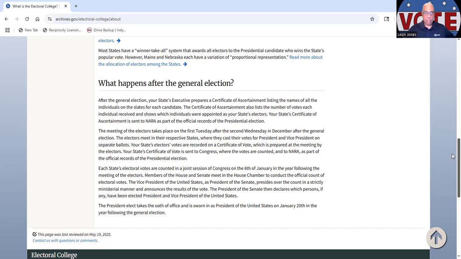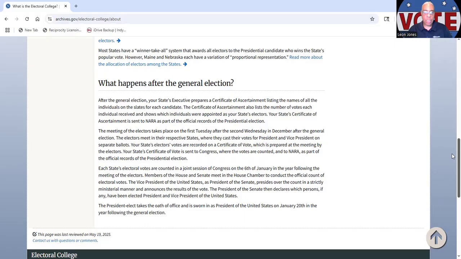Now, what happens after the general election? Well, after the general election, your state's executive prepares a certificate of ascertainment listing the names of all the individuals on the slates of each candidate. Now, the certificate of ascertainment also lists the number of votes each individual received and shows which individuals were appointed as your state's electors.